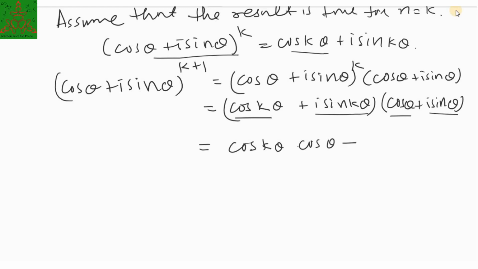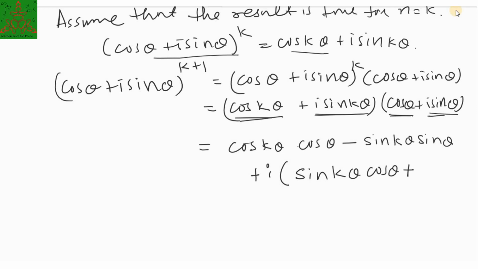So i square becomes minus 1, giving minus sin k theta into sin theta, plus there are terms with i. This i sin k theta multiplies cos theta, so it is i sin k theta cos theta, plus this cos k theta multiplies i sin theta, so that is i cos k theta into sin theta. Now what is this?